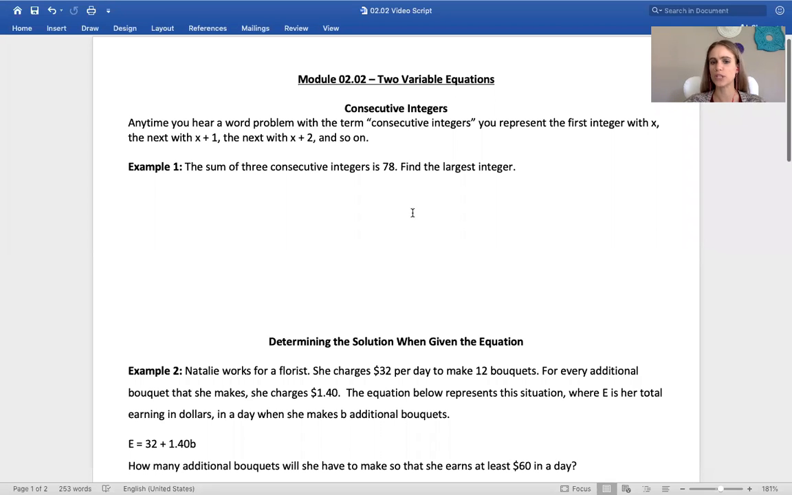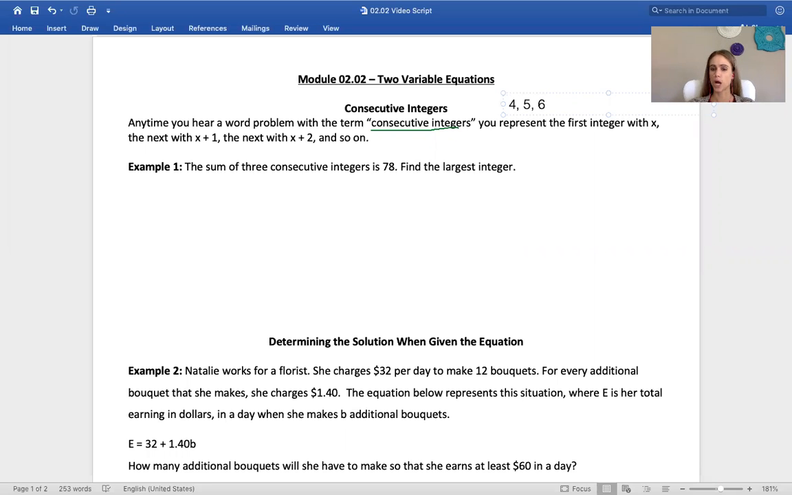So with two variable equations, we are going to first start with problems about consecutive integers. So we need to discuss what that term means. Anytime you hear a word problem that has the term consecutive integers, consecutive means one after the next. So for an example, a set of consecutive integers would be like 4, 5, 6, because it's three different numbers, three different consecutive integers, one after the next.